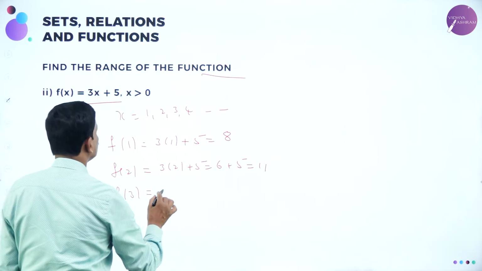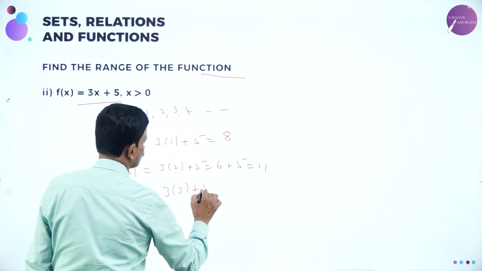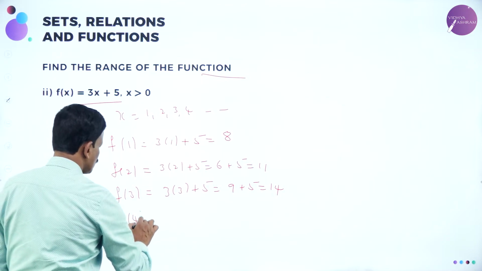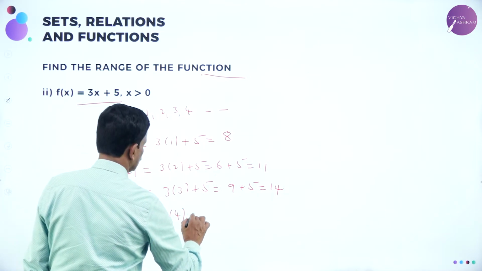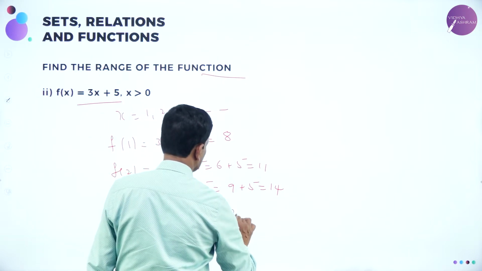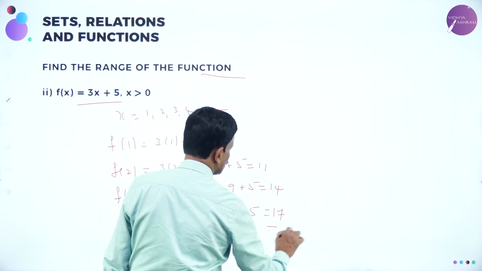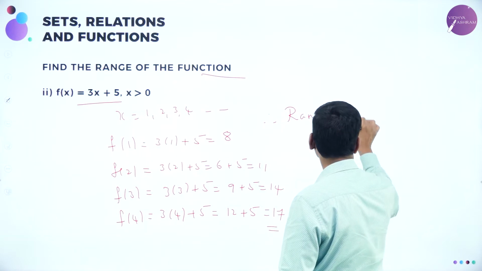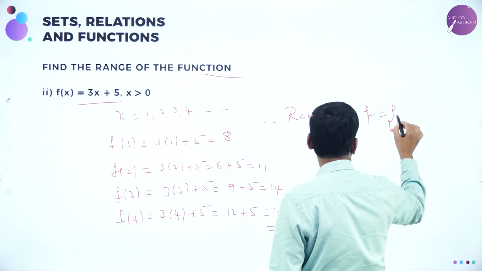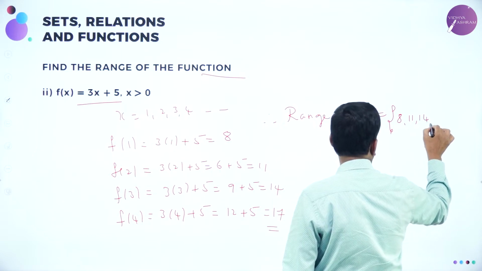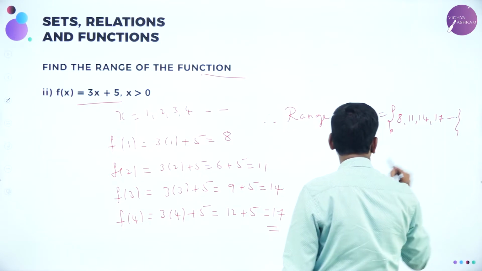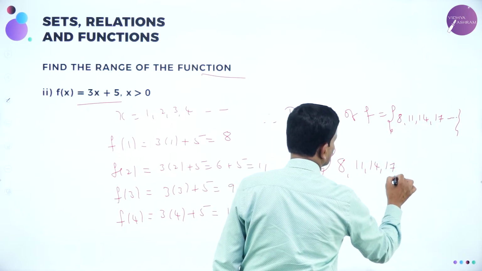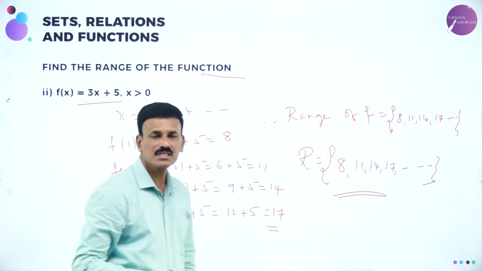When x is equal to 3, f of 3 is equal to 3 into 3 plus 5. That is 9 plus 5 is equal to 14. If you put x is equal to 4, f of 4 is 3 into 4 plus 5. That's equal to 12 plus 5, which is equal to 17. So therefore, the range of f is equal to, what are the elements? 8, 11, 14, 17, etc. That's it. So the range is equal to 8, 11, 14, 17, etc. Very simple for 2 marks.